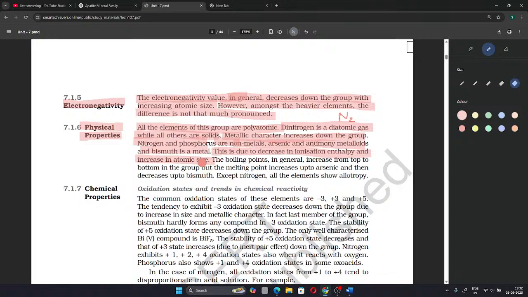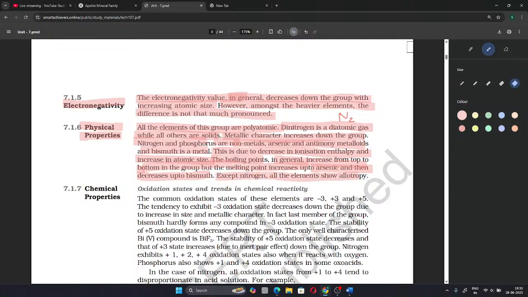As electropositivity increases, ionization enthalpy decreases. Electropositivity means the ability to become a cation or to easily give electrons. In such a case, the ionization enthalpy should be less. The boiling point in general increases from top to bottom in the group. But the melting point increases up to arsenic, then decreases up to bismuth.